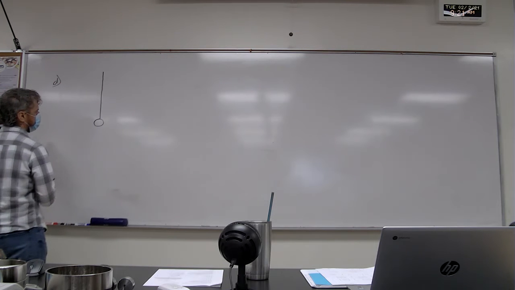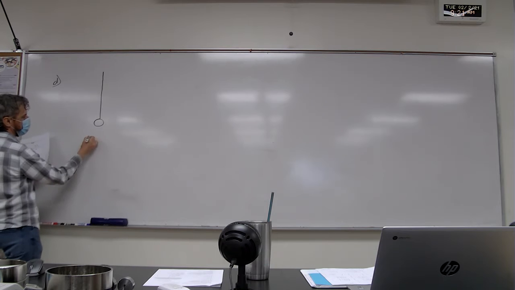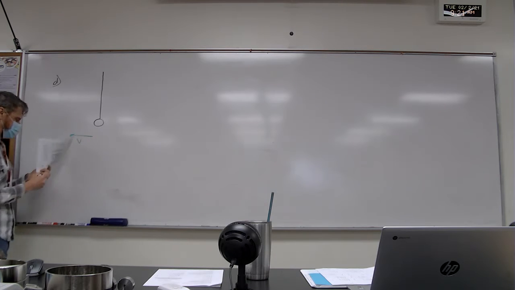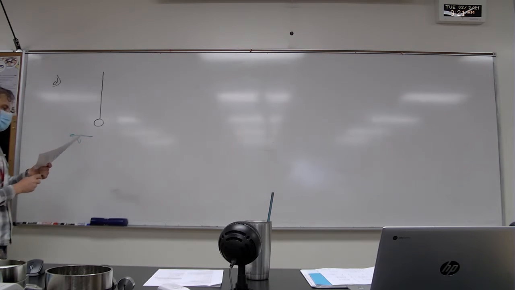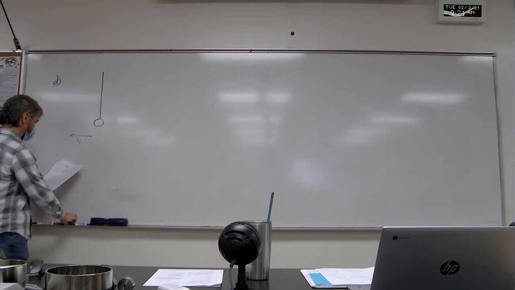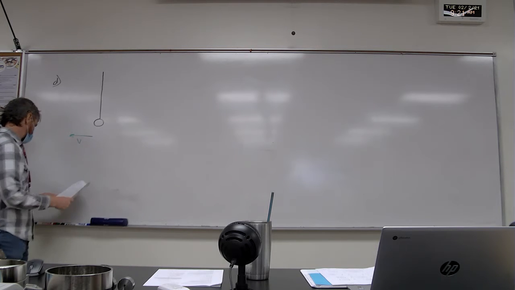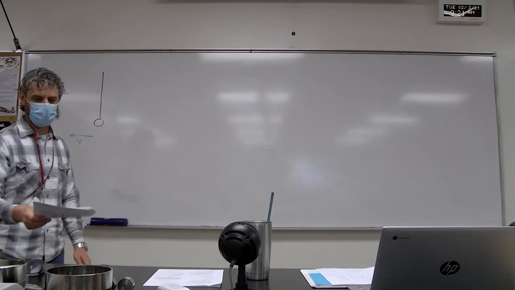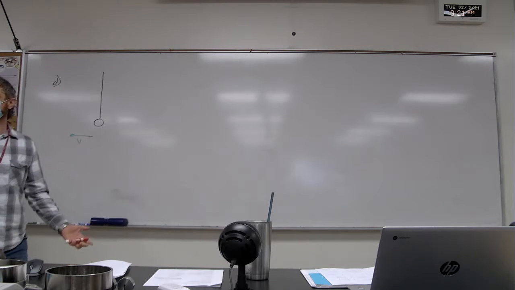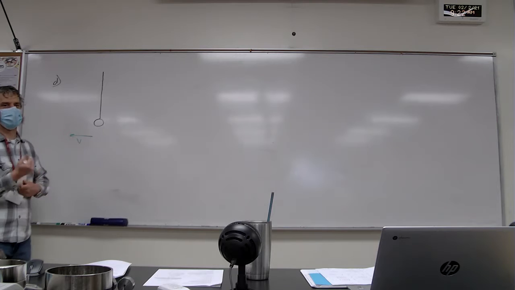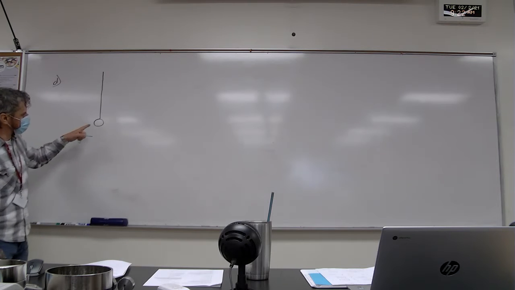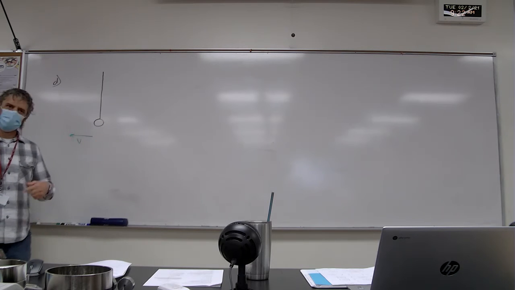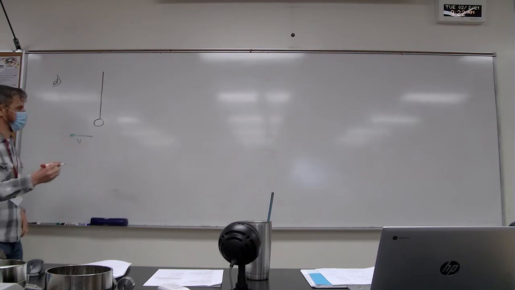It will be moving. If it's released from the right side, it will be moving to the left with some speed v, which we've already calculated. And it says calculate the tension in the string when it's at its lowest position, which means we need to determine the magnitude of a force. And to analyze forces, I first do a free body diagram.